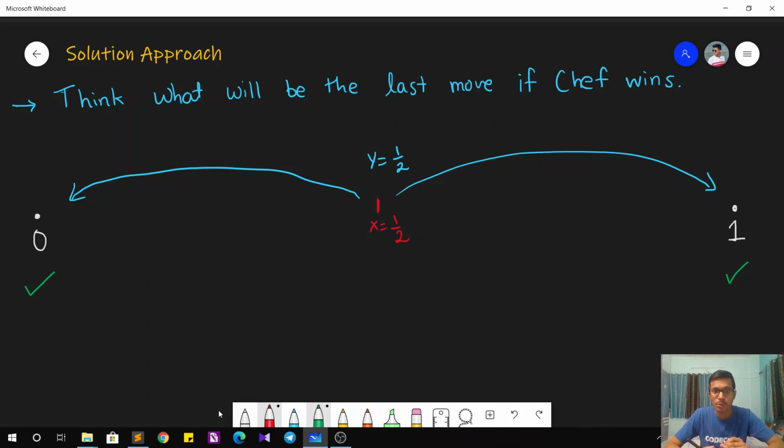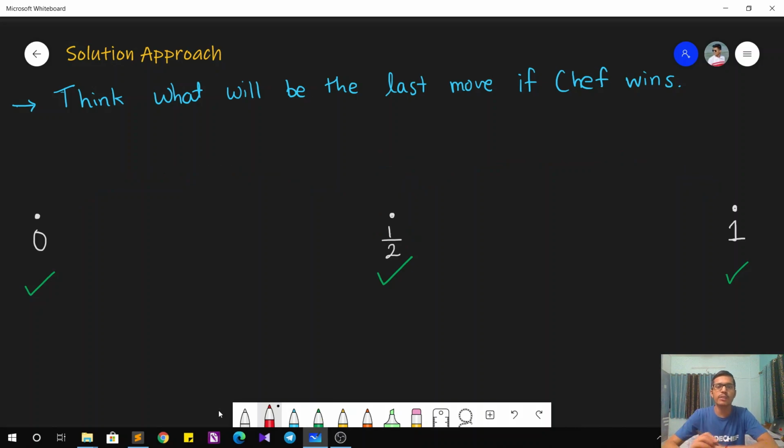But now we also know that if the number x reaches 1 by 2, this one is also a win. Because from 1 by 2, we know a winning sequence. That is, in one move, we can either go to 0 or we can go to 1. So now we have 3 possible winning positions, that is 0, 1 by 2 and 1. Let me draw them quickly. So yeah, we have these 3 winning positions with us. If we reach any one of them, we win the game. Chef wins the game.